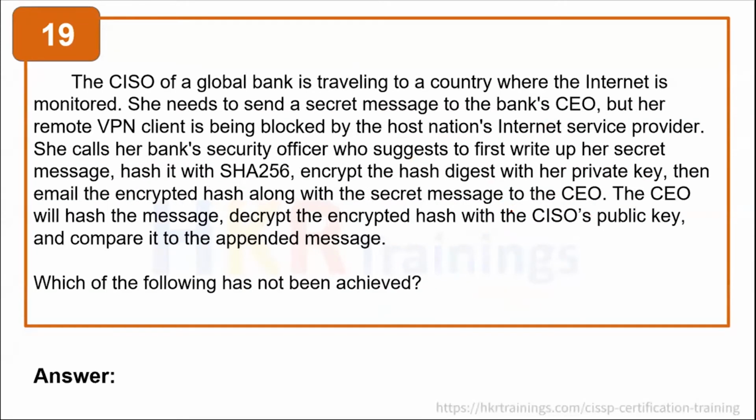Moving on to the 19th question. The CISO of a global bank is traveling to a country where the internet is monitored. She needs to send a secret message to the bank's CEO, but her remote VPN client is being blocked by the host nation's internet service provider. She calls the bank's security officer, who suggests to first write up her secret message, hash it with SHA-256, encrypt the hash digest with her private key, and then email the encrypted hash along with her secret message to the CEO. The CEO will hash the message, decrypt the encrypted hash with the CISO's public key, and compare it to the appended message. Which of the following has not been achieved?